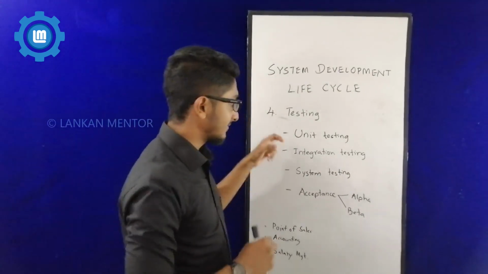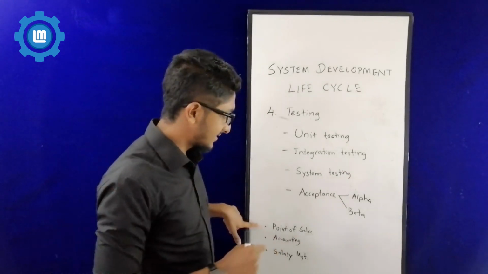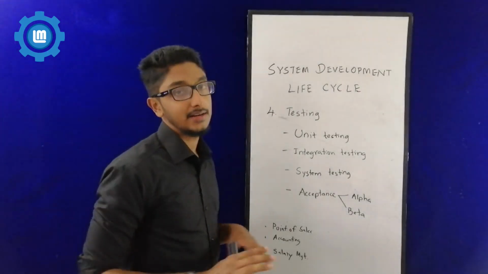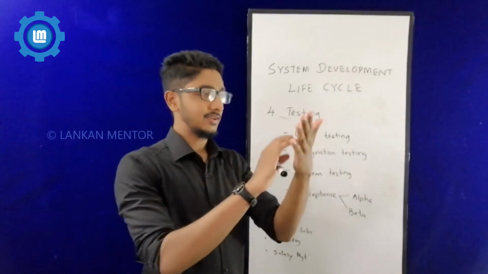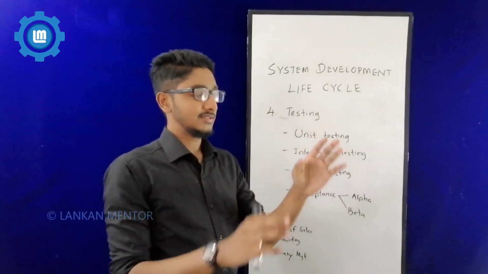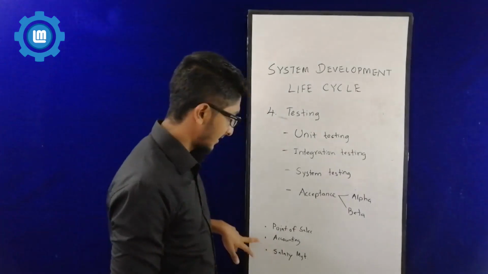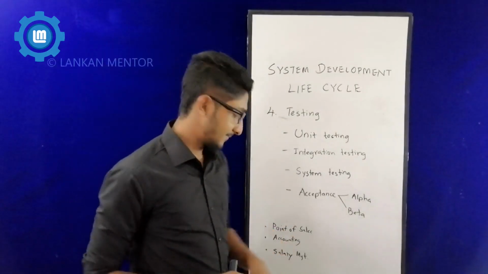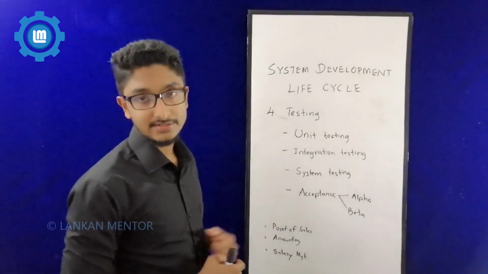So unit testing means you are testing each and every module, each and every unit separately. Now you are testing point of sales separately, okay, doing all those accountings, so sales part separately, then accounting part separately, salary management part separately. Now this is unit testing.